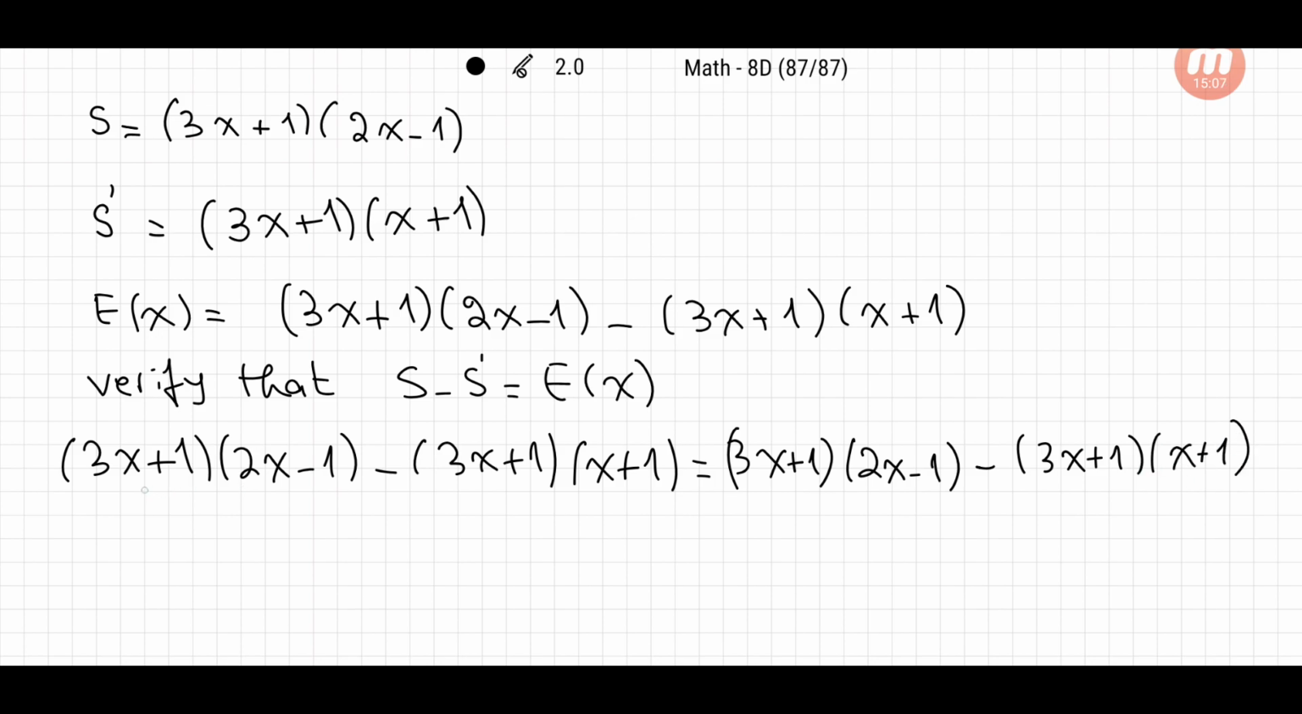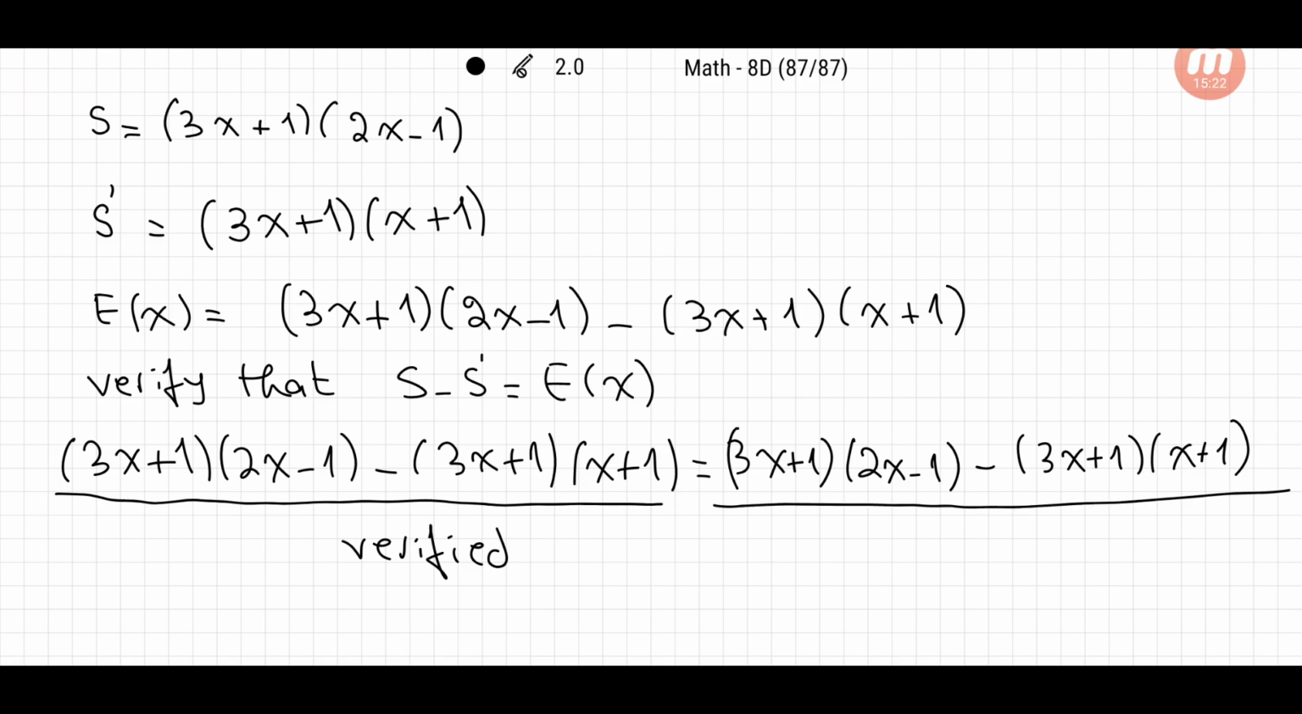As we can see, they are equal. (3x plus 1)(2x minus 1) minus (3x plus 1)(x plus 1). They are equal, so verified. This is equal to this. It is the same. So S minus S prime is equal to E of x.